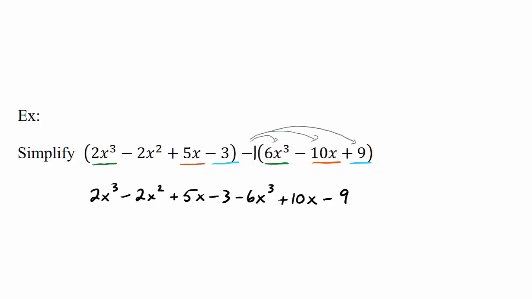Now I can go ahead and combine my like terms. I know that I have these terms that were alike from my work up above. And now I can simply add or subtract the coefficients. So I have the x cubes: 2 take away 6, which is going to be negative 4 of them. There is no x squared term, so that will stay the same. We then have a 5 plus 10, which is going to be a 15x. And then finally, a minus 3 minus an additional 9 is minus 12.